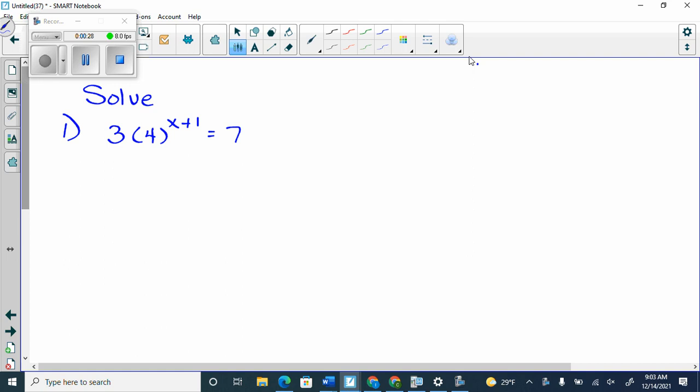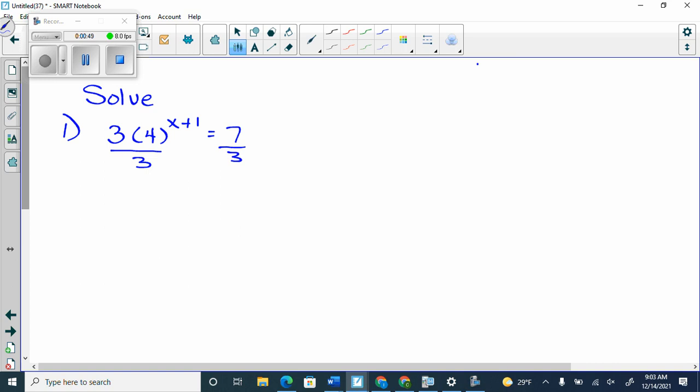Now, if I have this 3 in front, I can divide it over if and only if the 7 does not have an exponent. Does the 7 have an exponent? No. If the 7 had an exponent, I would have to log base 10 both sides. I would have no options. So I can divide the 3 over because the 7 does not have an exponent.